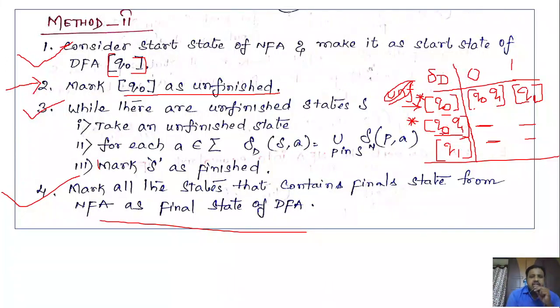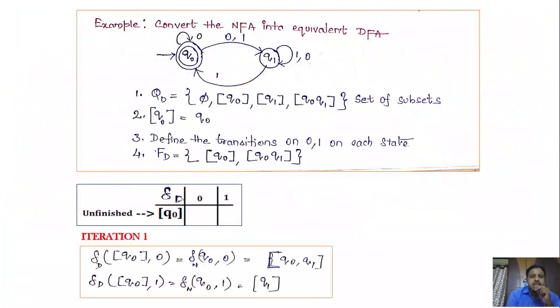Let us do this problem again with this algorithm. This is the NFA, the same problem we are considering here. First we need to identify the starting state. What is the starting state in the DFA? Q naught. So this is the table.